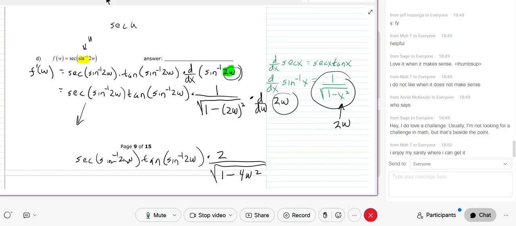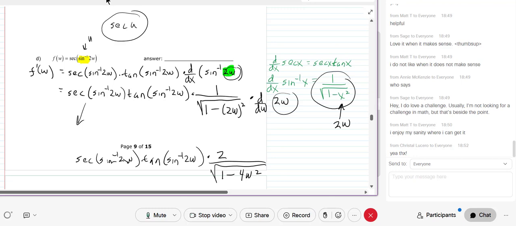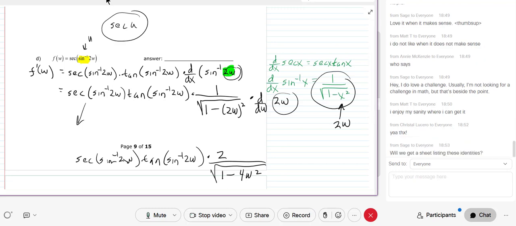Okay, so let's see. Crystal, that was your question. Do you understand what's going on in that problem and how I approach it? Okay, anybody else have a question about what I've done? Okay, one thing when you're doing the chain rule is always think about what the big function is. So it's really secant of something. That's why we do the derivative rule for secant.